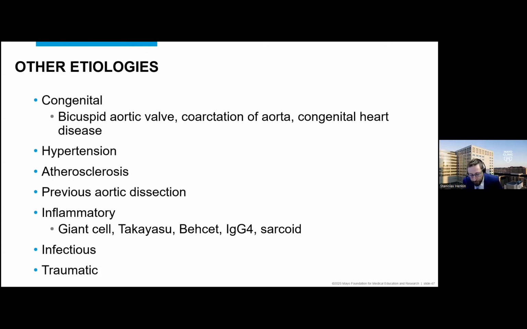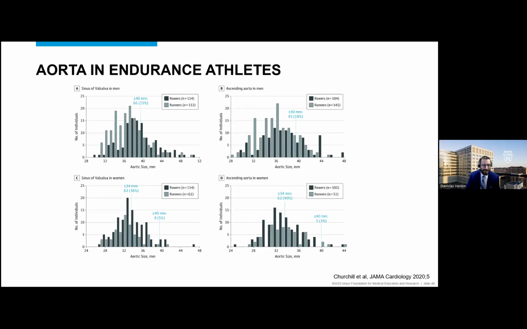Something that I want to mention to you that I'm not sure if you guys see in your practice, but I see quite a bit and I think is also important. And that's aorta in endurance athletes. So this is a study from a couple of years ago from JAMA Cardiology, which I think is such a cool study. They imaged aortas in endurance athletes, rowers and runners. And what they saw is that a quarter of patients who are endurance athletes have aorta that is considered to be dilated. And that's both sinus of Valsalva as well as ascending aorta.